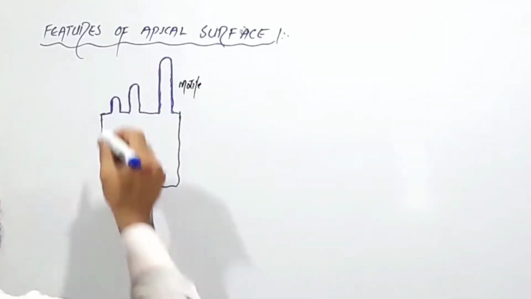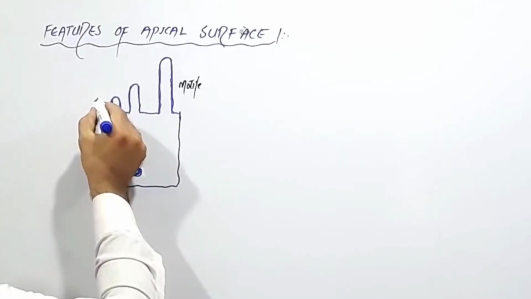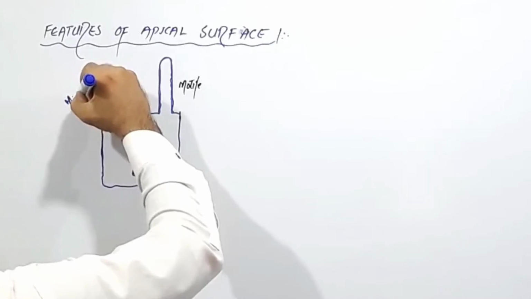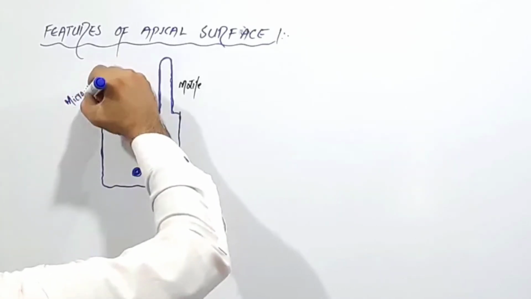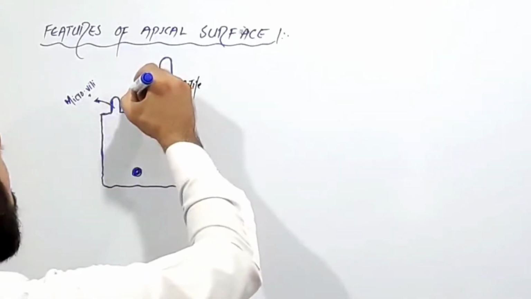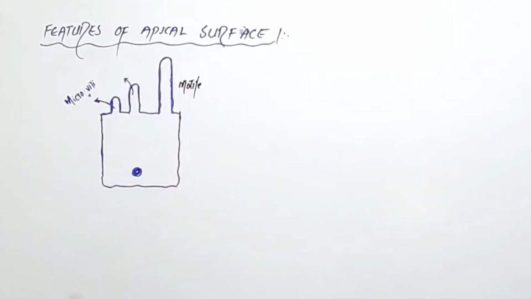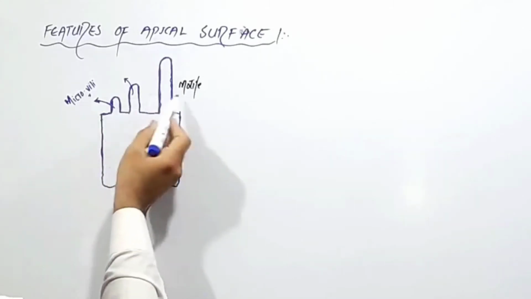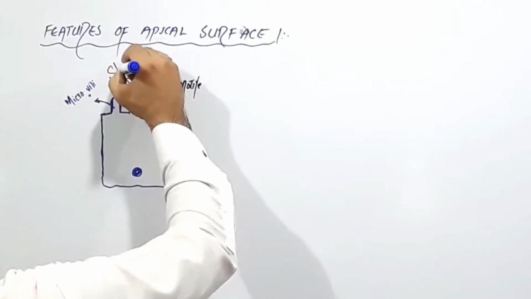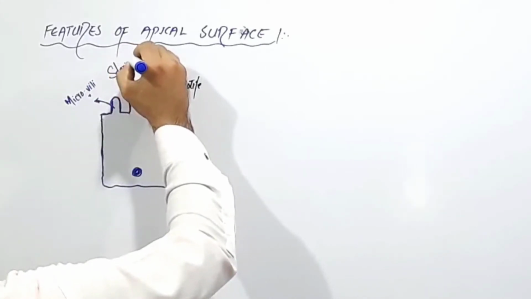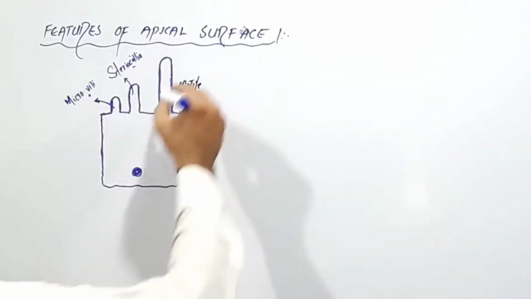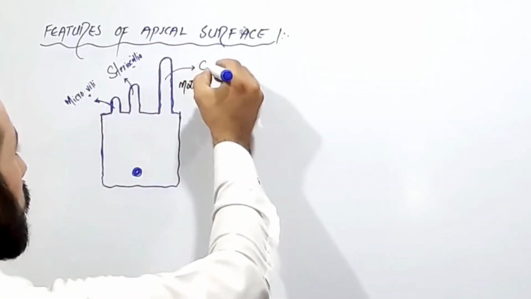Such short extensions, finger-like projections, are called the microvilli. We will discuss the structure of microvilli. Then the projections which are longer than the microvilli but shorter than the cilia are called the stereocilia. And then these long motile structures are called the cilia.